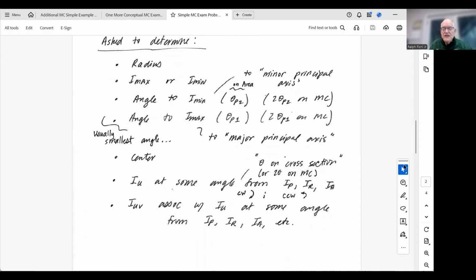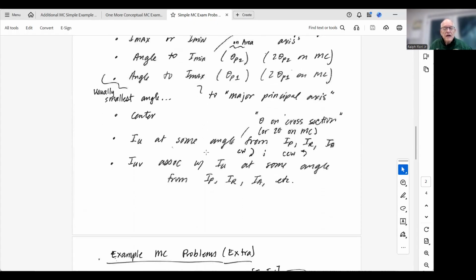You might be asked to find the center. You might be asked to find an I about some rotated axis, about some angle from the IP or from the IR, or it could be an angle clockwise from a max or min, or clockwise from another P or Q, or it could be an angle counterclockwise from P or Q. And again, it's theta on the cross section, or it's 2 theta on the circle.